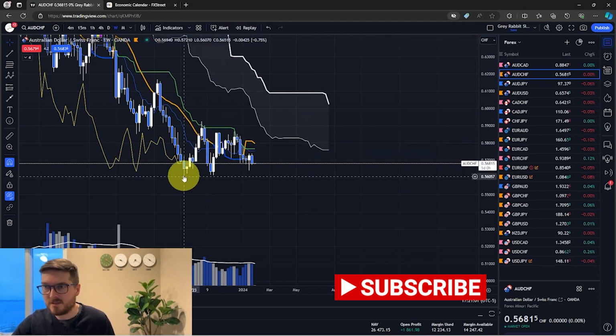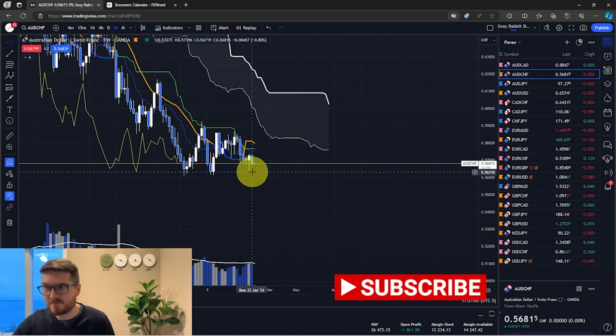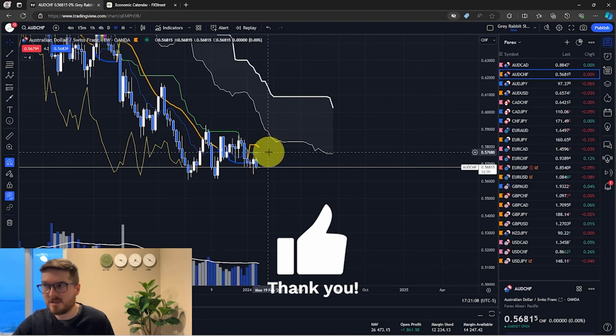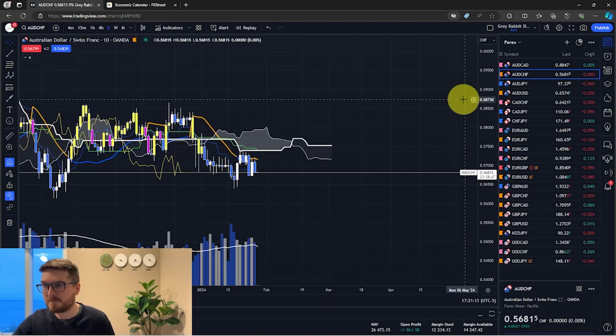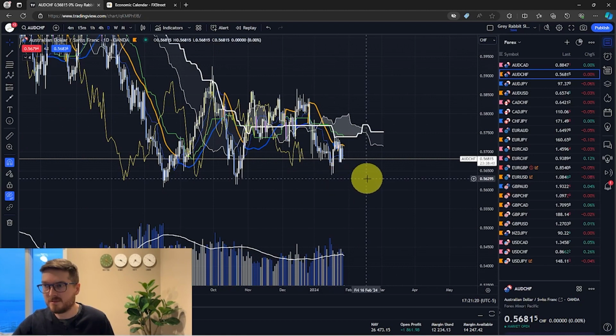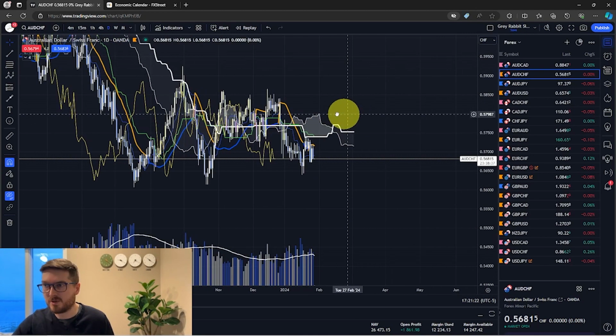Now, we had a double bottom here. We have a higher low here. So I'm expecting price to head back up in this direction and just be ranging this week. And so if I look at the lower time frames, you can see that we're stuck between this resistance level here and this support level here, right? So we're in a ranging market.